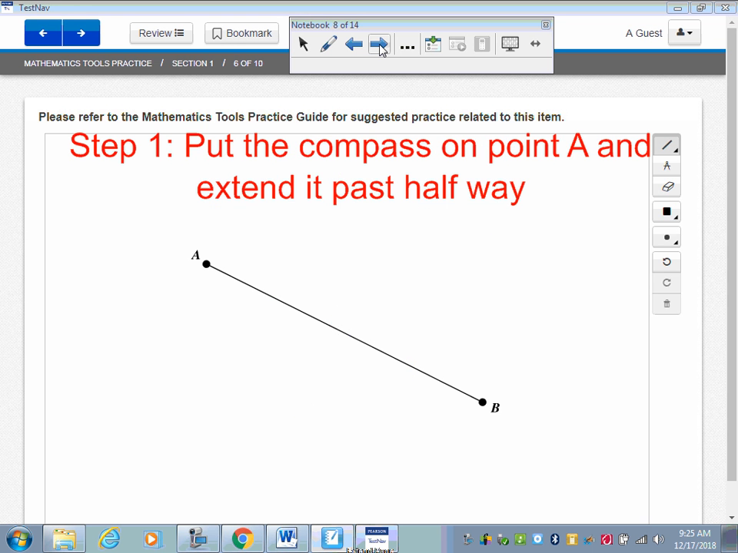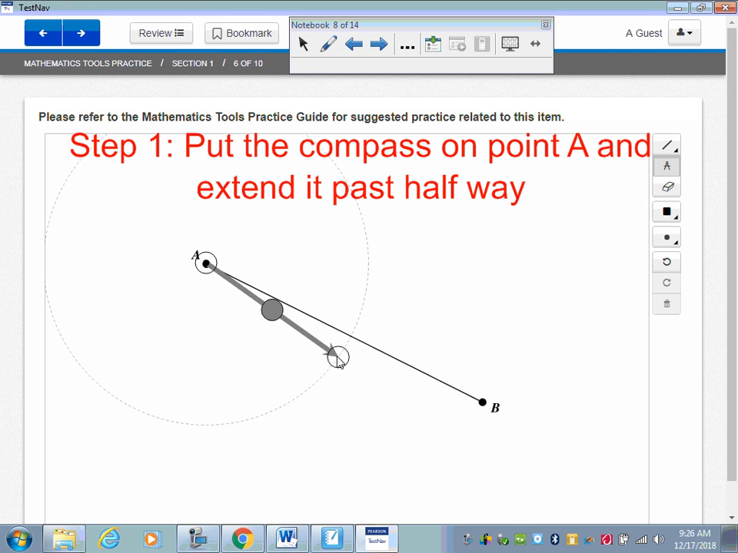So let's follow our steps. Step one says to put the compass on point A and extend it past halfway. So again, to get the compass, we go down to our tools on the right. I'm going to do my best to put it on point A. That looks pretty good. And I can move it around if I touch the second part, right here, in between the two circles. If I want to adjust it in and out, I've got to hit that middle circle. So I'm going to go all the way out.